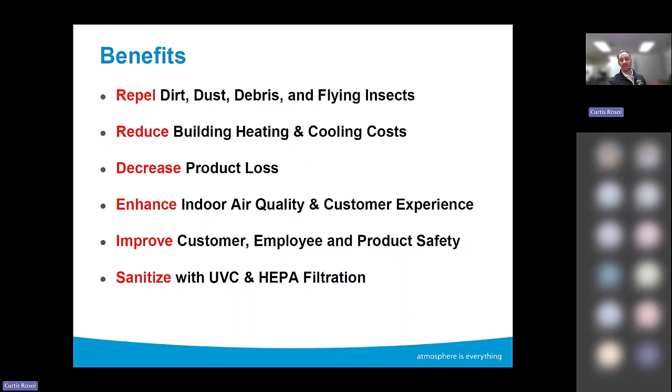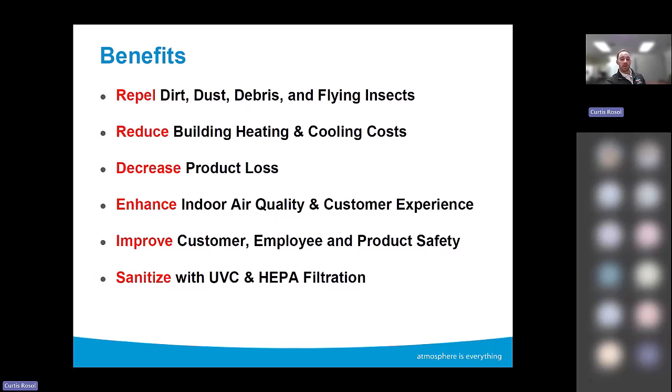We can also reduce building heating and cooling costs, which is a really big benefit of air curtains. For those of you that deal with electrification, I know air curtains are going to play a pretty big role in that. As all the HVAC equipment becomes electric, the demand on the grid and the cost of those utility bills are going to continue to go up, and using an air curtain to help maintain building temperatures and reduce cycling of compressors is going to be a really big energy savings component. Really big benefit there.